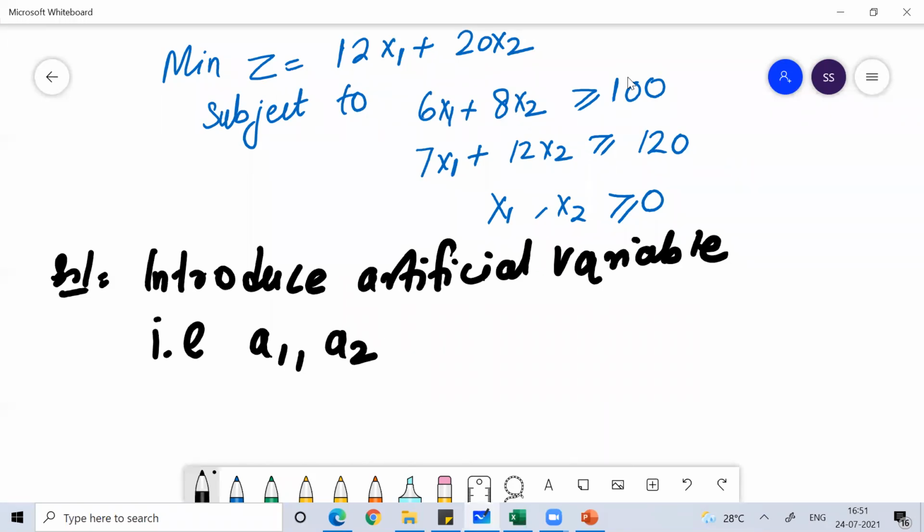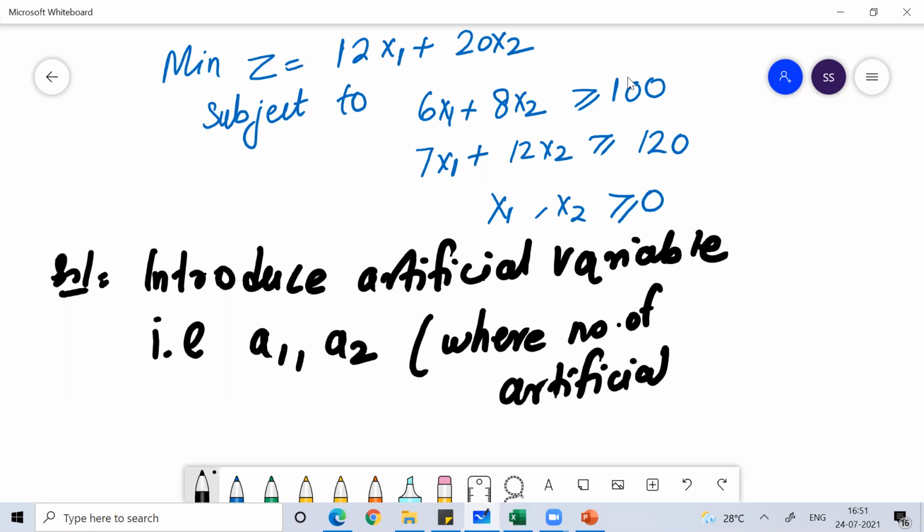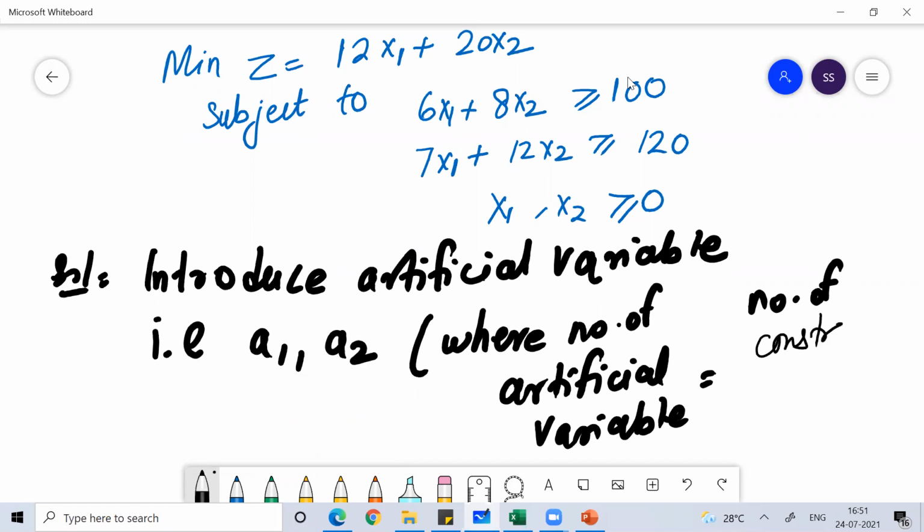These are the artificial variables called a1 and a2. The number of artificial variables introduced depends upon the number of constraints with a greater than or equal to sign.